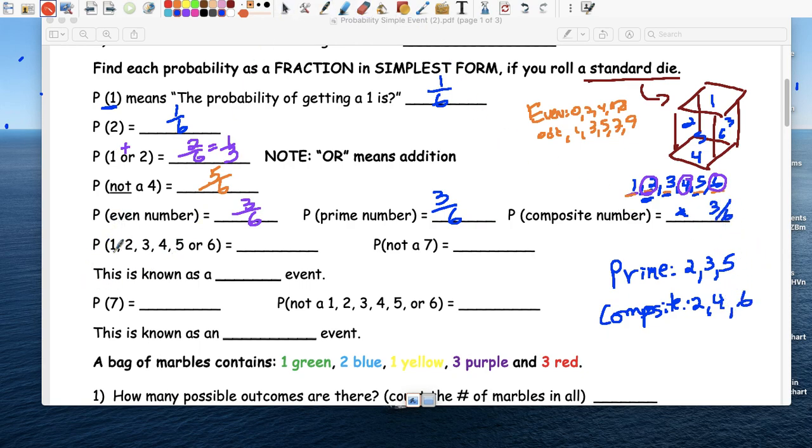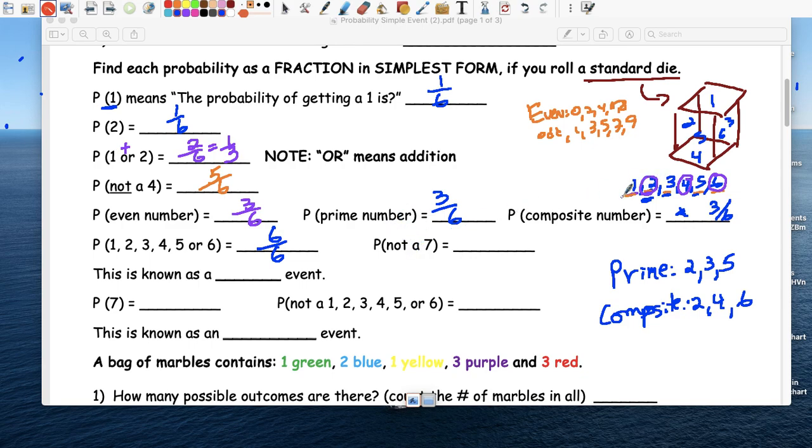The probability of getting a 1 or 2 or 3 or 4 or 5 or 6. So if you get a 1, you win. If you get a 2, you win. If you get a 3, you win. If you get a 4, you win. If you get a 5, you win. If you get a 6, you win. So this is 6 out of 6. Not 7.